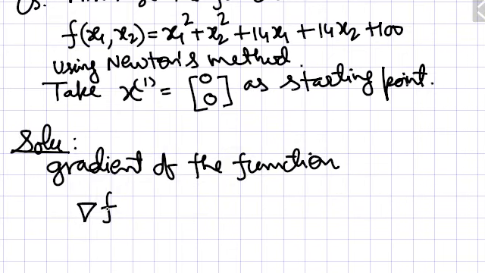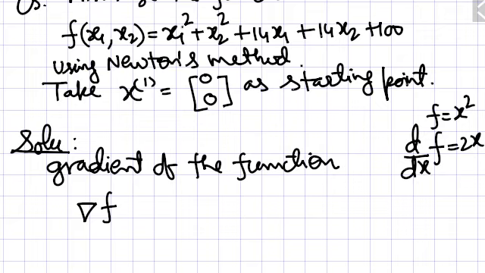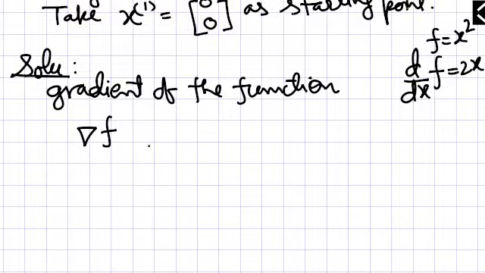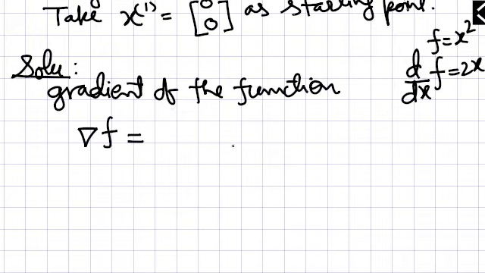First we will find the gradient of the function. Gradient is nothing but just the derivative d over dx of the function. If the function is very simple like x square, we can directly find it. But here there are two variables, x1 and x2. The method is the same, but it involves a matrix actually. How will you find the gradient of this function? It is like this.